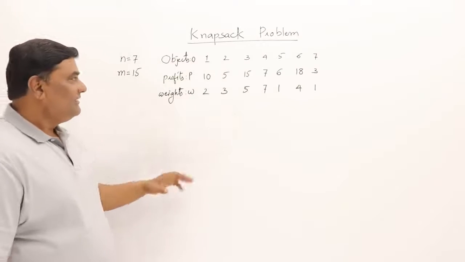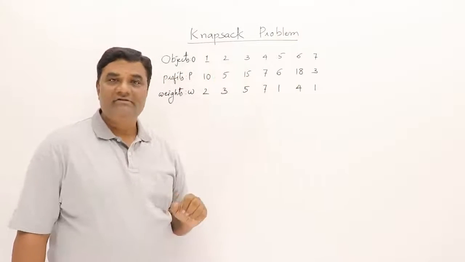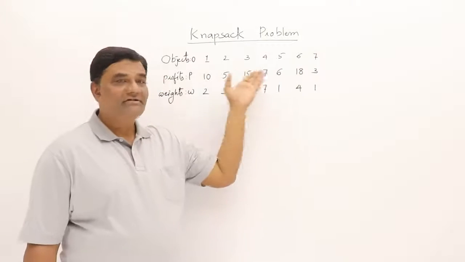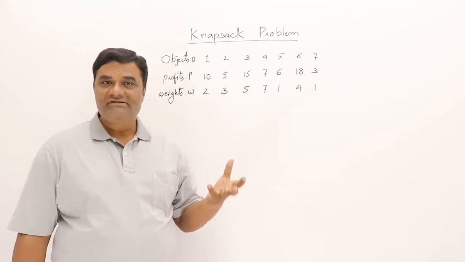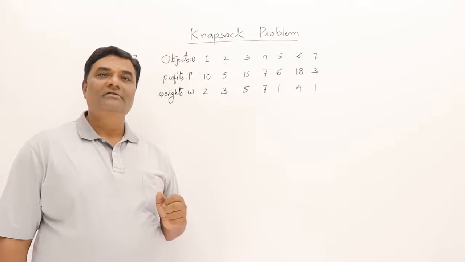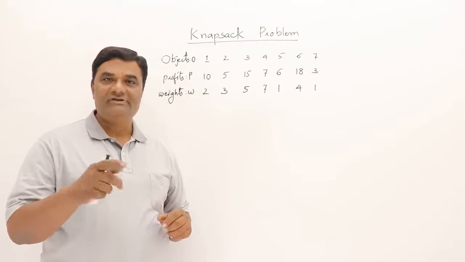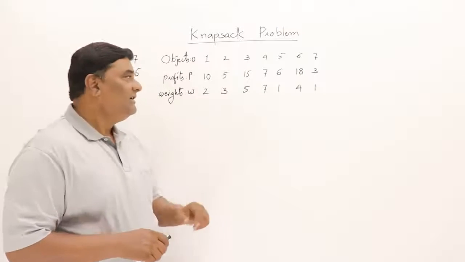See here, some objects are given. 1 to 7 objects are given. Every object is having some profit associated with it, and every object is having some weight. So objects are there, every object is having some profit and every object is having weight. Okay, weight we understand. What is this profit?